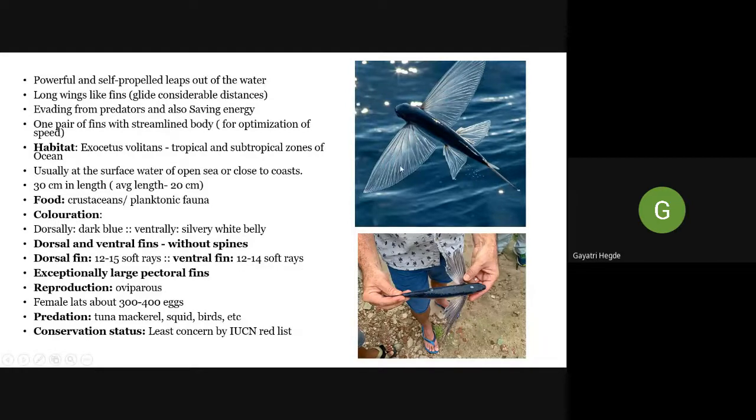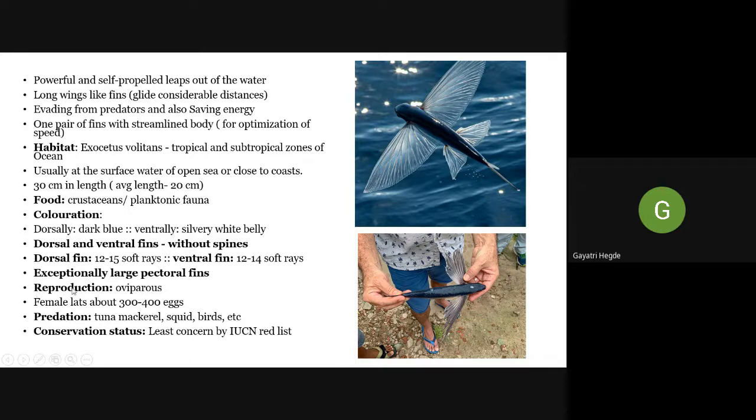Okay. The main feature due to which the fish has this name is its large, exceptionally large pectoral fins. These are pectoral fins. They are so large that they look like wings. It looks like it is flying. Instead of gliding, it seems like it is flying. So exceptionally large pectoral fins are characteristic of flying fish.